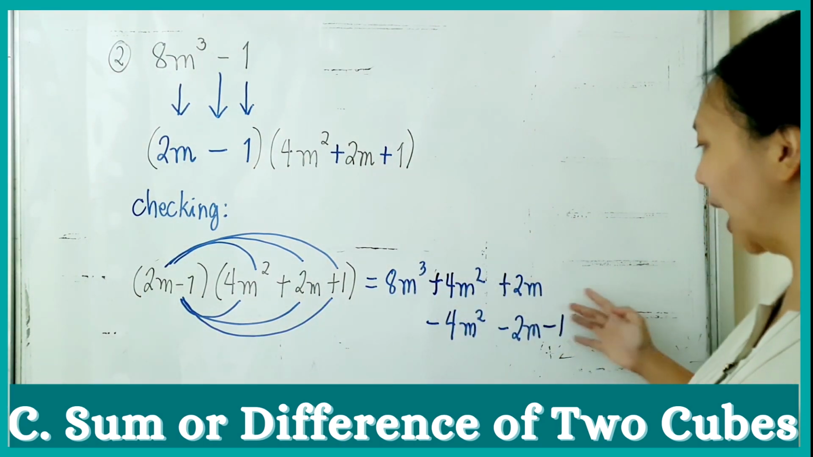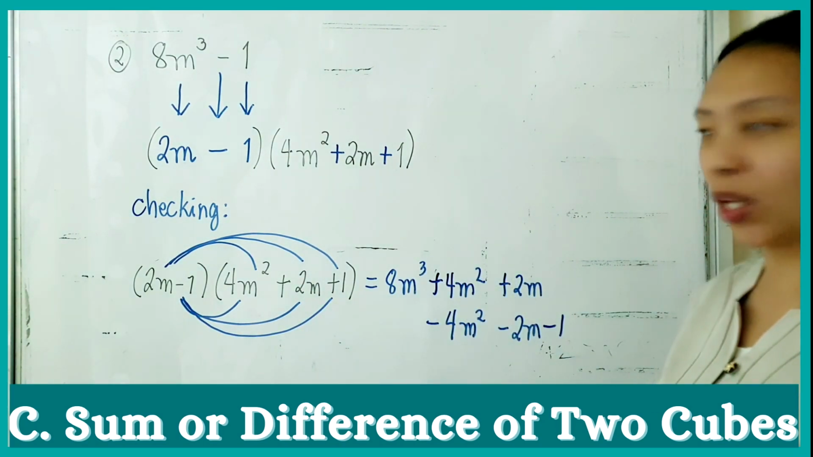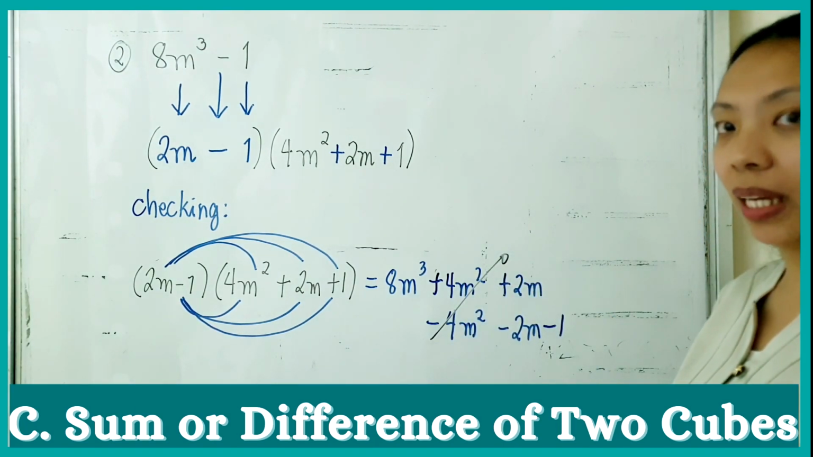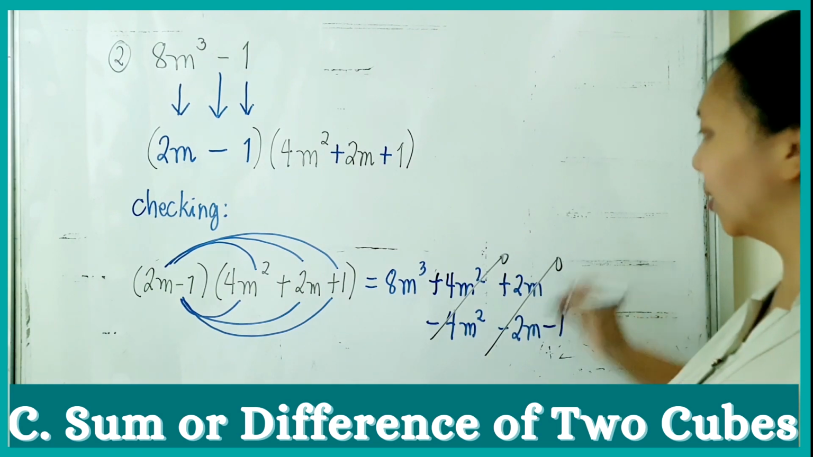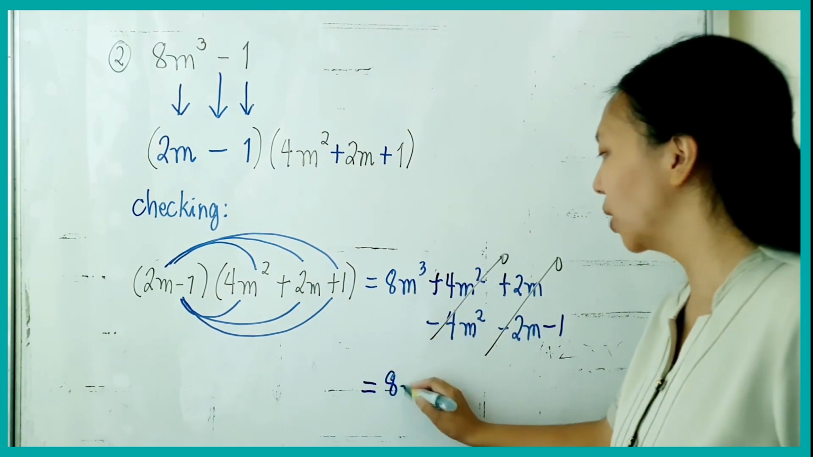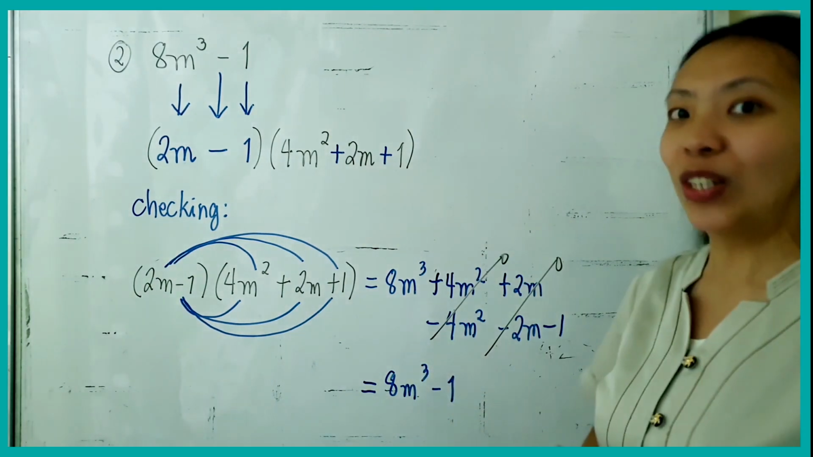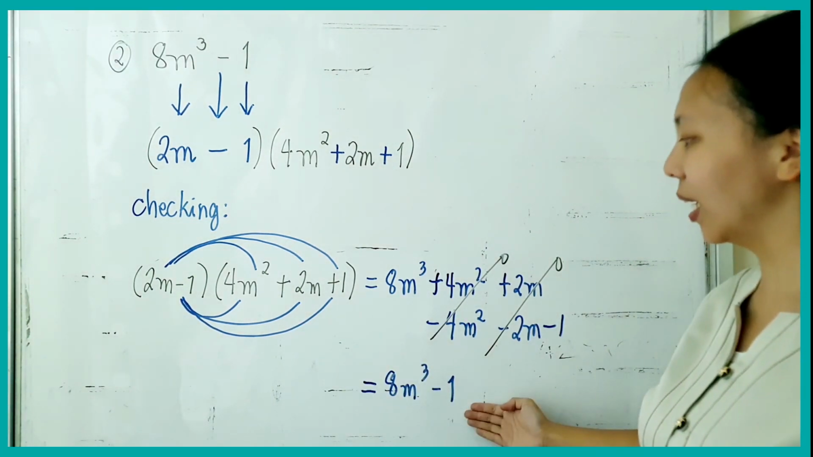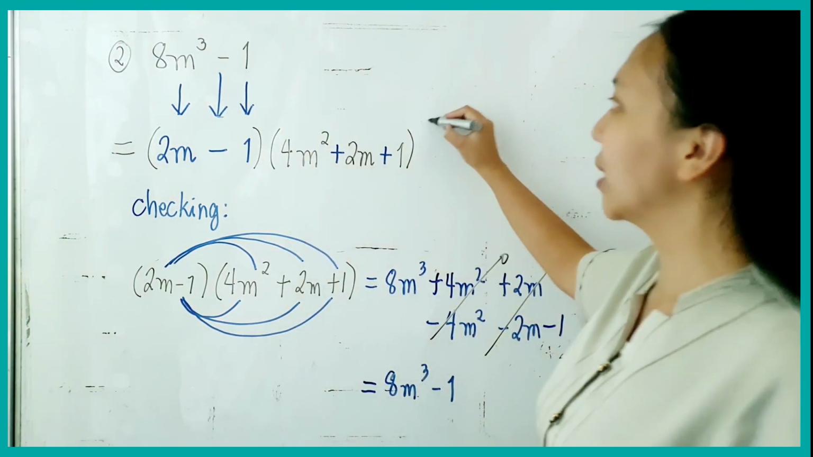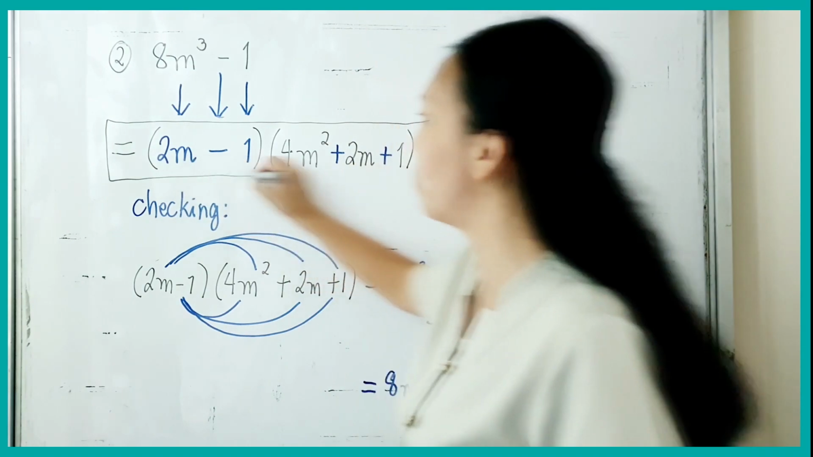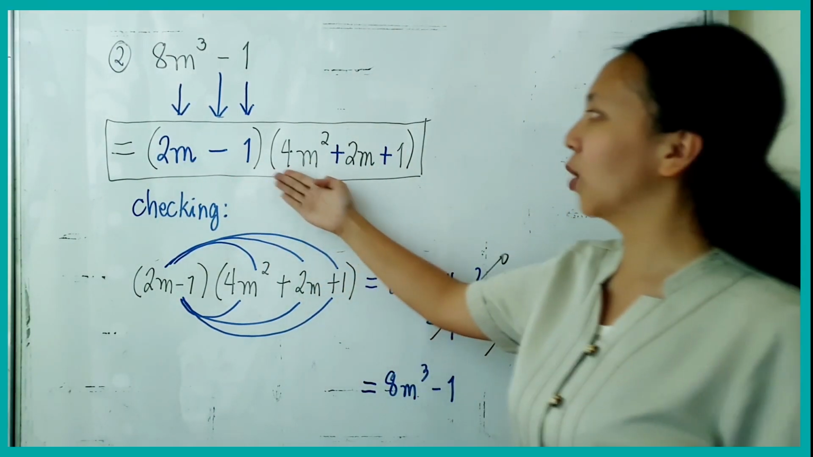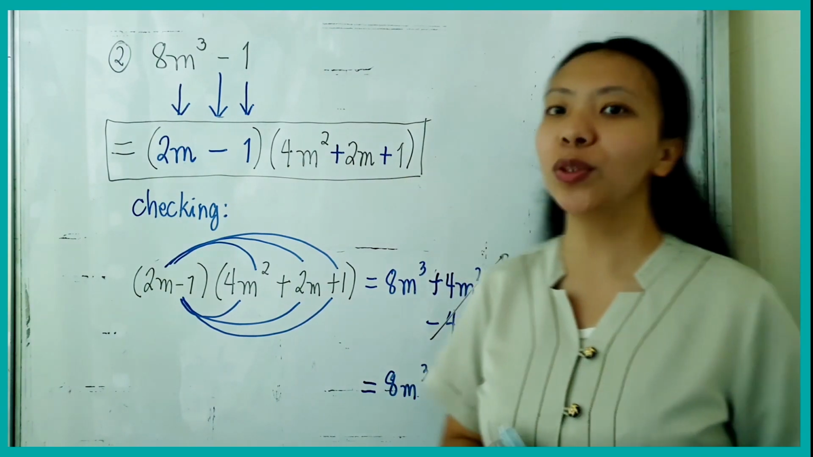Let's simplify this answer by combining similar terms. 4m squared minus 4m squared is 0. 2m minus 2m is 0. Therefore, we are left with 8m cubed minus 1. Notice that the product we obtained in our checking is the same with the given expression. Therefore, we have arrived at the correct factored form of 8m cubed minus 1, which is the quantity 2m minus 1 times the quantity 4m squared plus 2m plus 1.